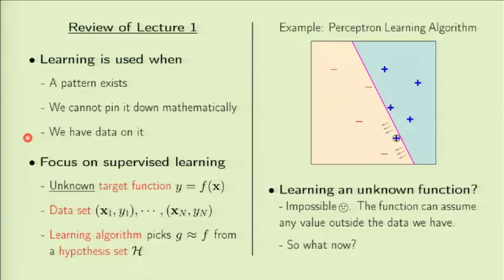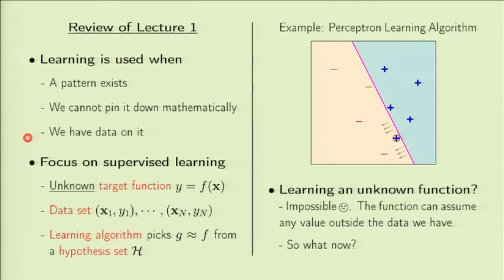The third one, I'm afraid you cannot do without. You have to have data. Machine learning is about learning from data. And if you don't have data, there is absolutely nothing you can do. So this is basically the picture about the context of machine learning. Now, we went on to focus on one type, which is supervised learning.